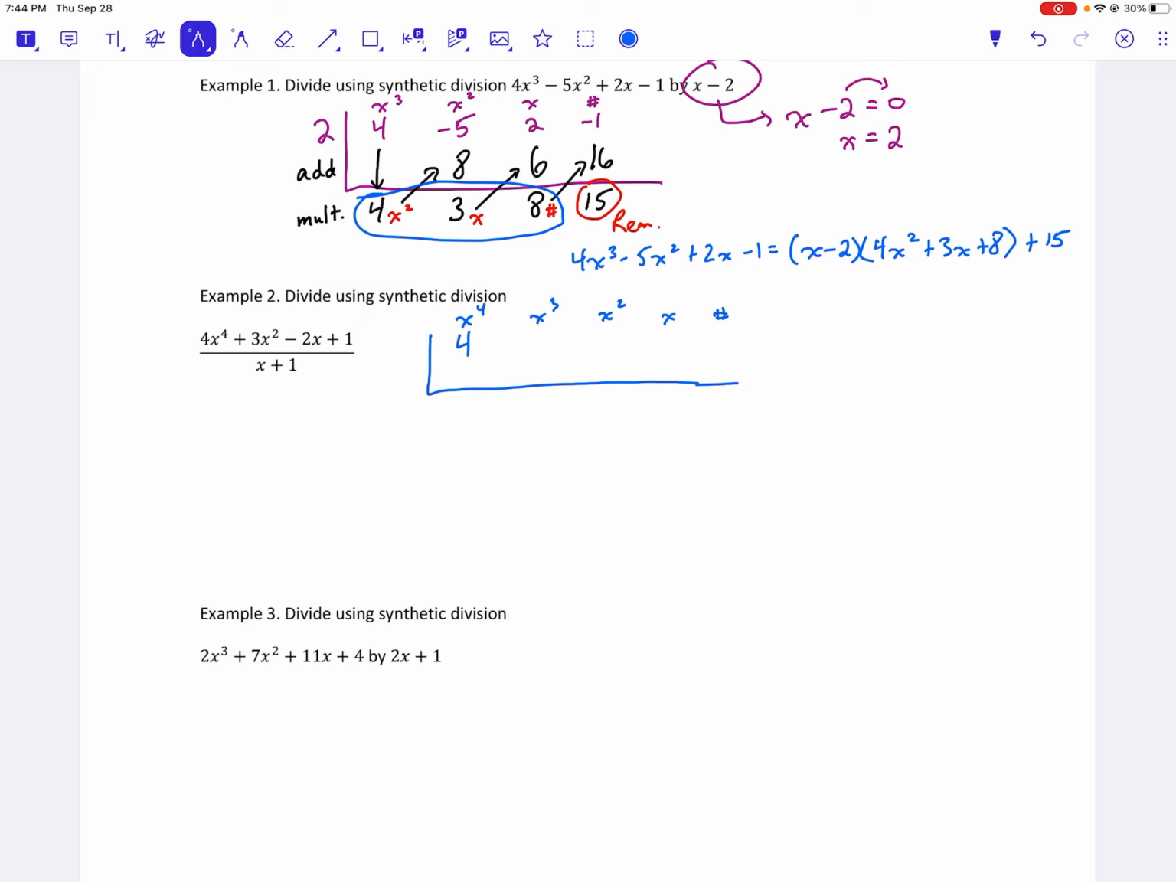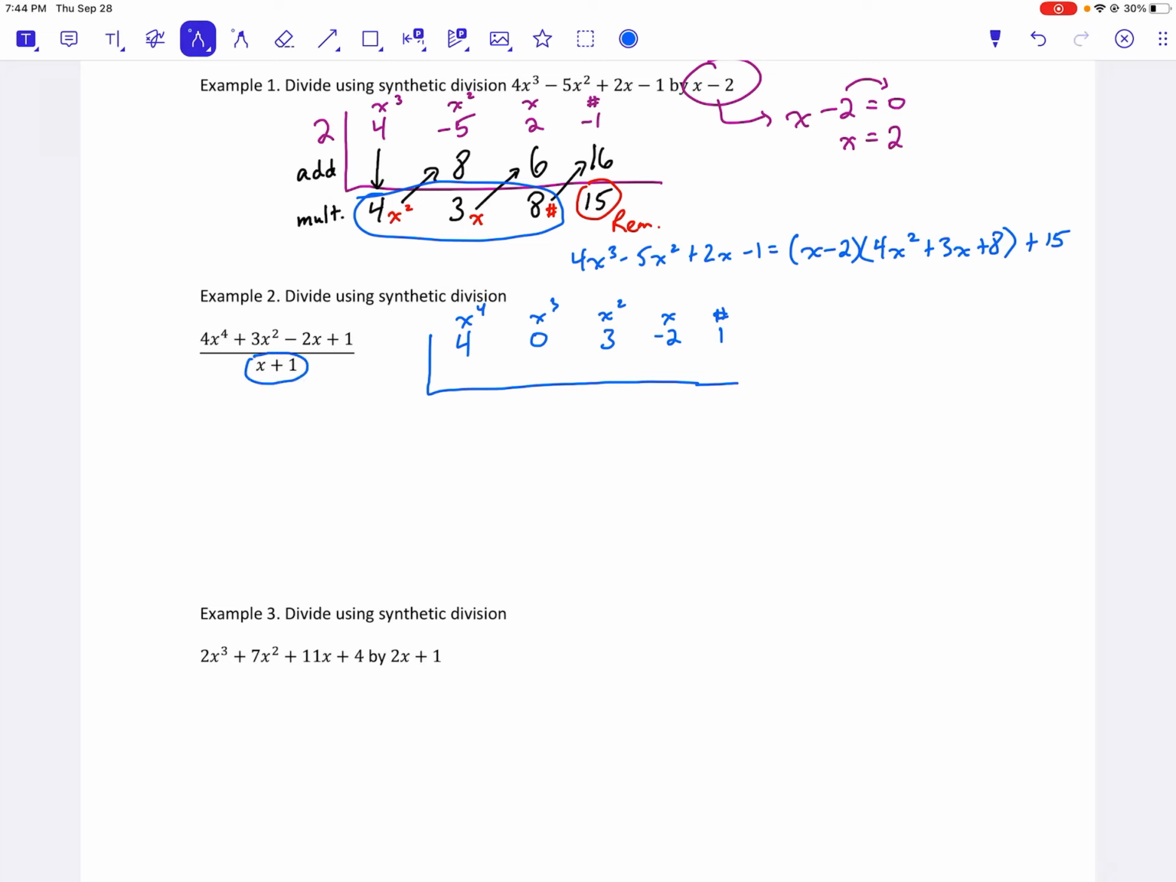Now notice we have a 4 for x to the power of 4. We have a 3, oh, we don't have an x cubed, so we make that 0. This is 3, this is negative 2, and this is 1. So notice I don't skip a value. I make sure to include all the x to the power of n and decrease it by 1 each time. And if there's a 0 in there, we add in a 0.